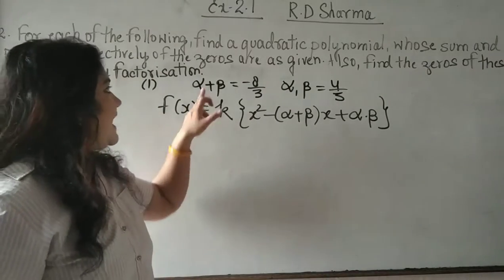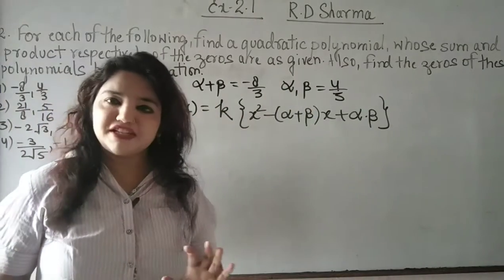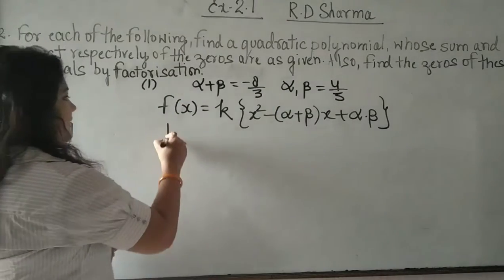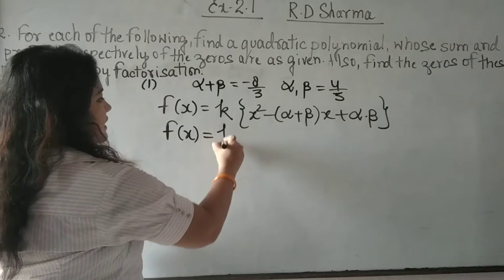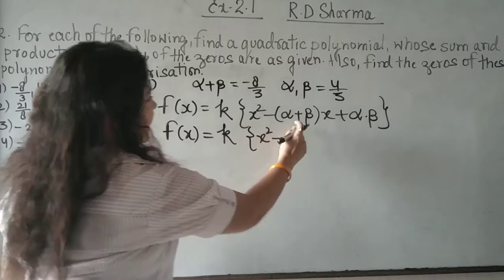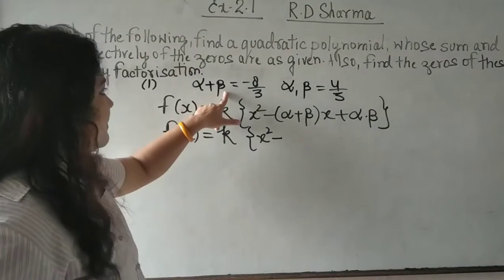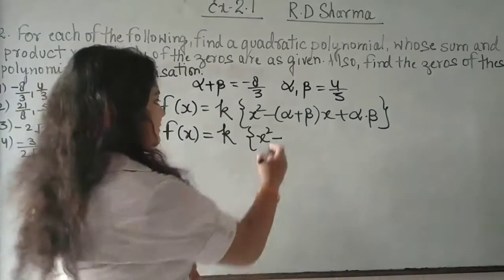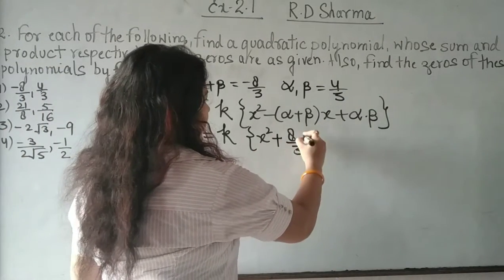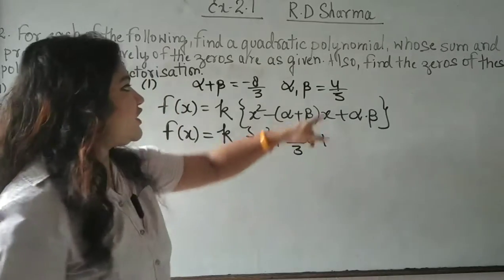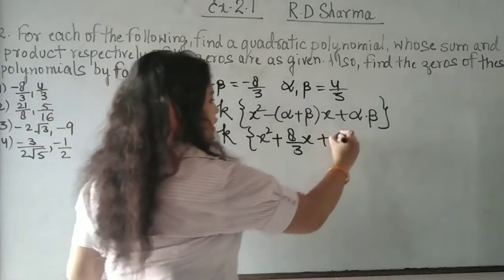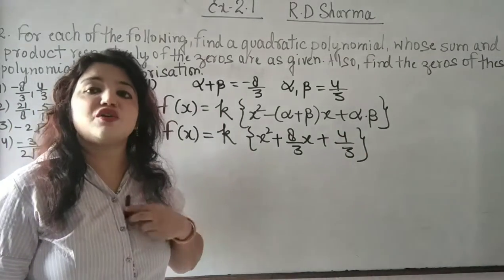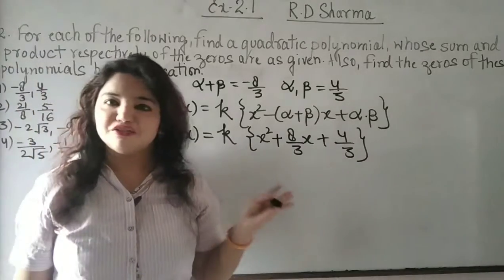So we have alpha plus beta given and alpha into beta given. Now we will put these two values in this formula. f(x) is equal to k x squared minus (alpha plus beta) x. What is the value of alpha plus beta? Minus 8 by 3, but we already have a minus, so minus minus becomes plus 8 by 3 x, plus alpha into beta, which is 4 by 3. And k is a real number, a constant. So this is our polynomial.